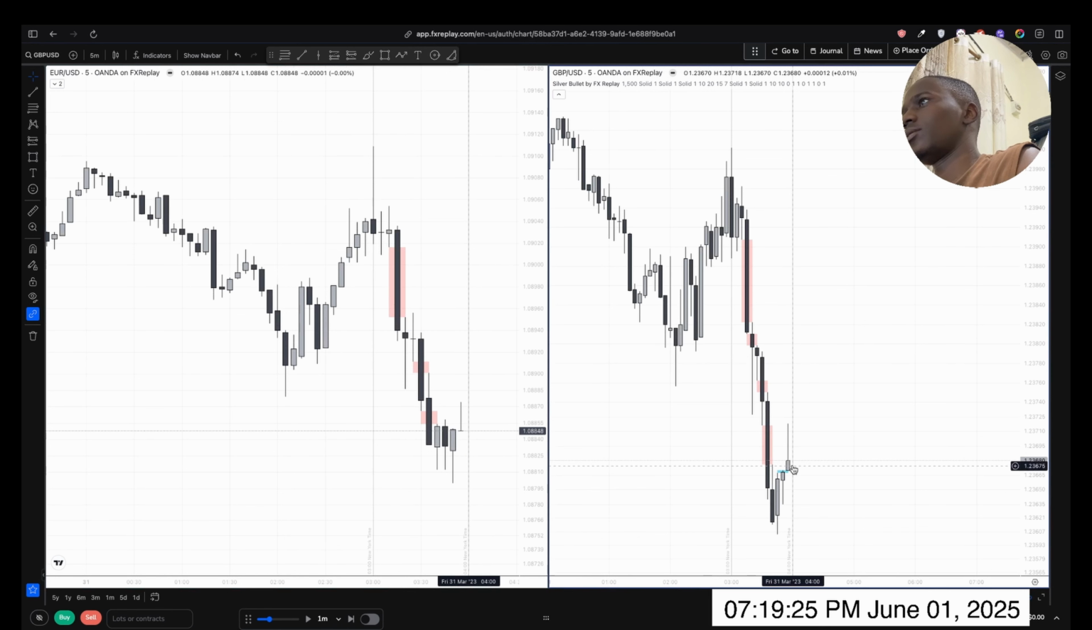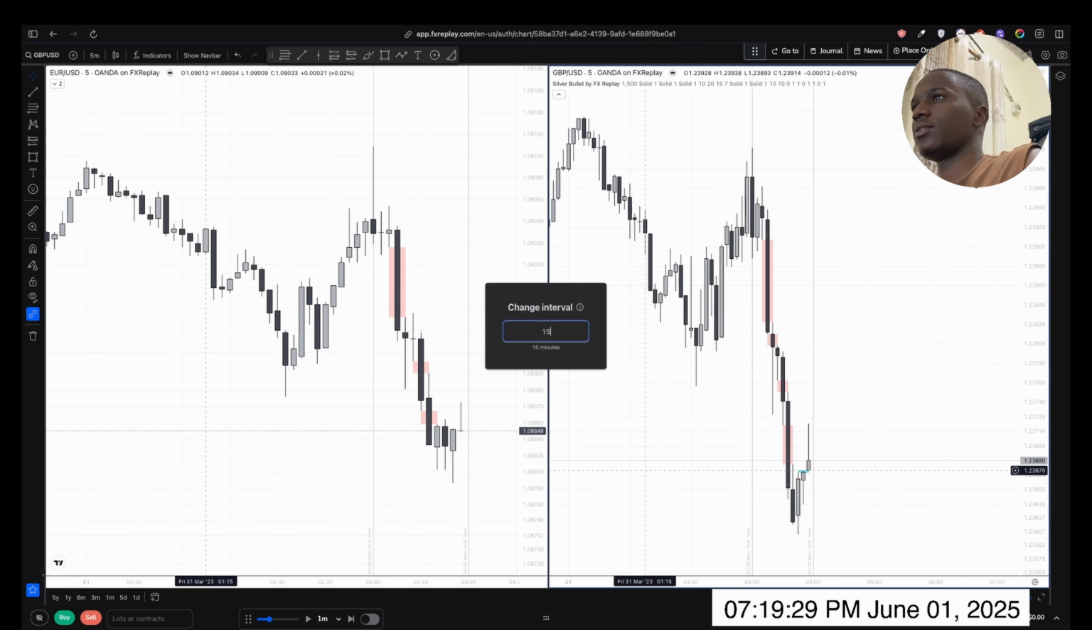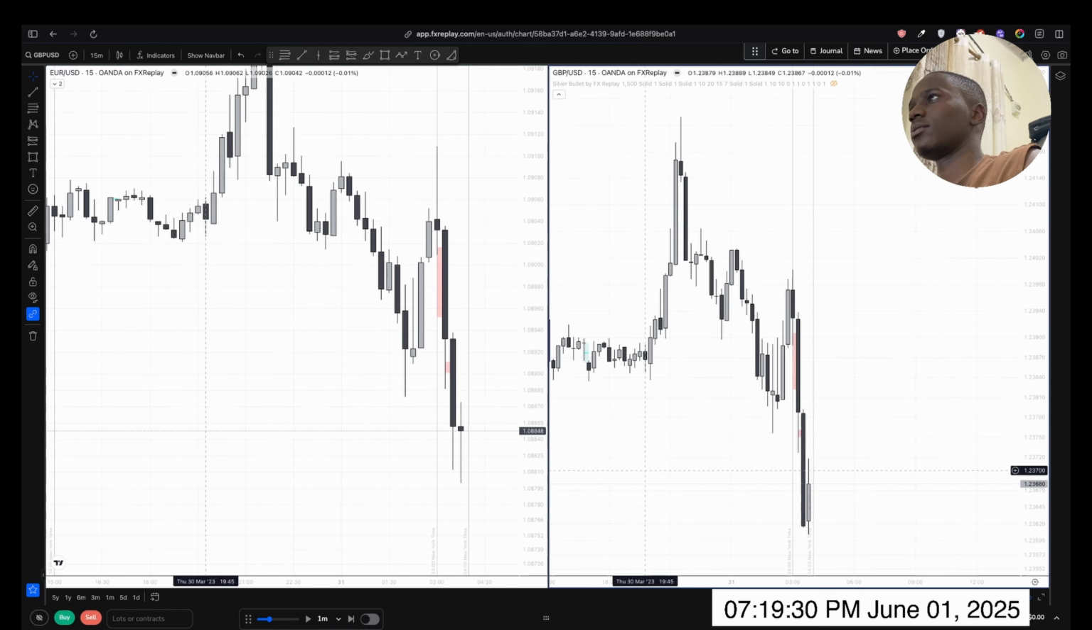So let's see, we retested this gap. It happened right after the shift. How does the 15 minute look? 15 minute, no big clue. 5 minute, alright, so I think, yeah, the session is done. Let's look for another day.